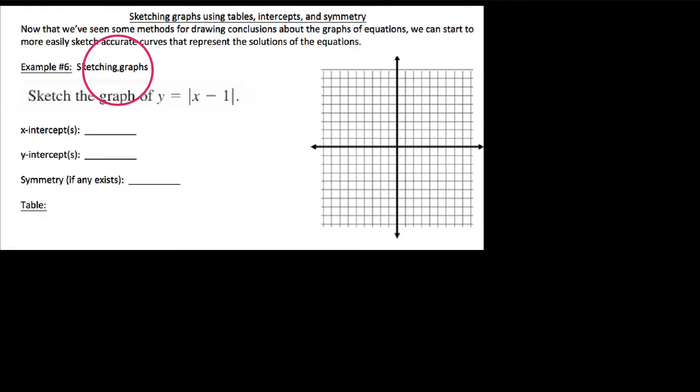So taking a look at this example, let's go ahead and take a look at what we have here for our function. We have y equals the absolute value of x minus 1. I don't know if you recall what your absolute value graphs look like, but we'll get a good picture after we check for these three things.